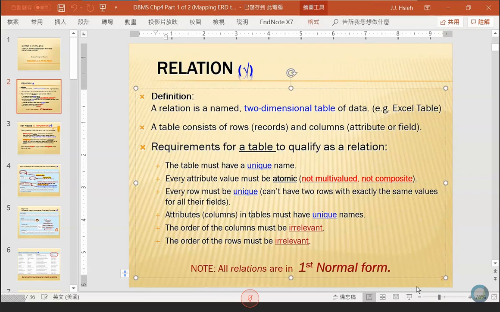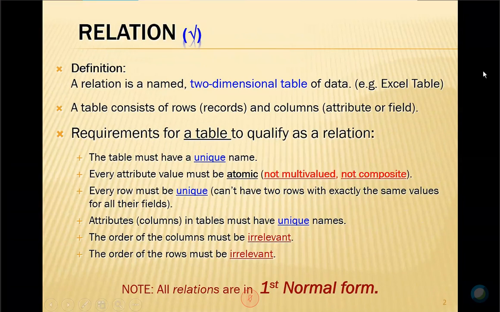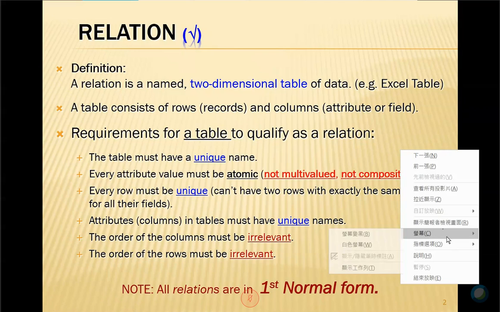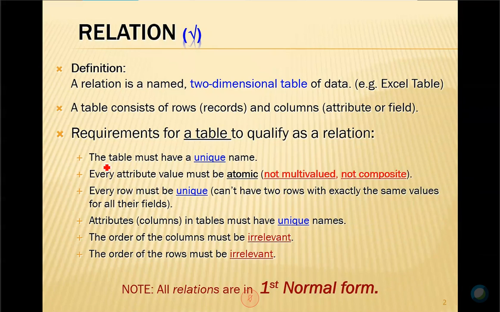Okay, so the requirements for relations, or the first normal form. When you are in the first normal form, that means your table complies with the requirements for a relation. At least the table name must be unique. So the name of the entity must be unique. There should be no two tables, no two relations, or two entities that have the same name. I think this is quite straightforward.